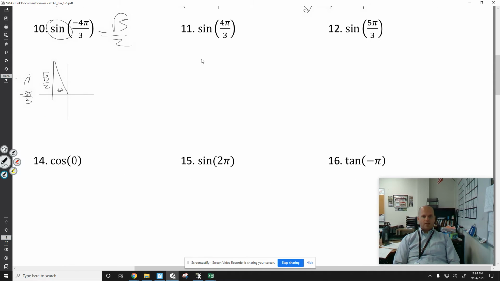4 pi over 3. I know where 3 pi over 3 is. It's over here at pi. Pi's 180. Add a pi over 3. Add 60 degrees. Adding this way. 60 degrees. Boom. Sine, opposite, vertical, this length, going down -√3 over 2.